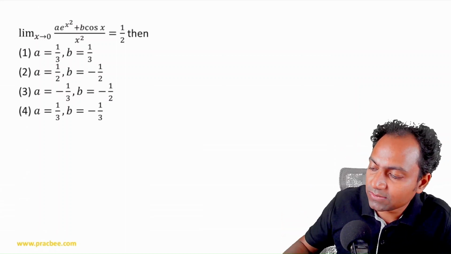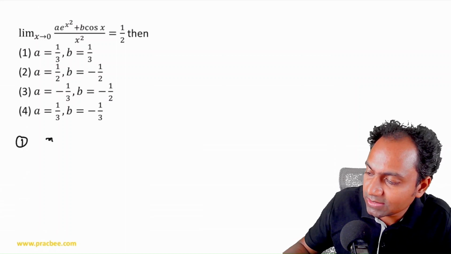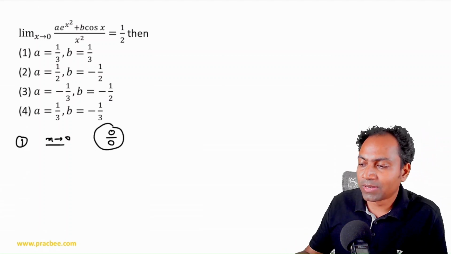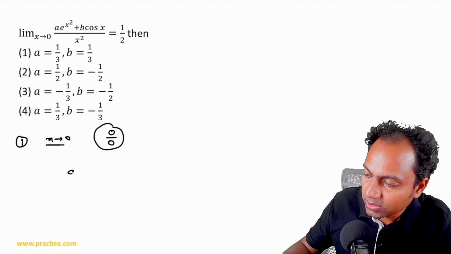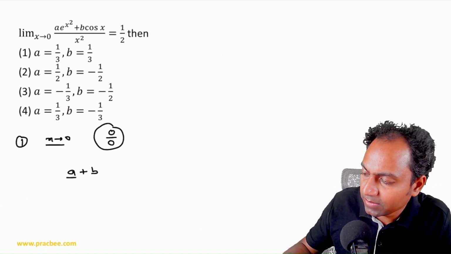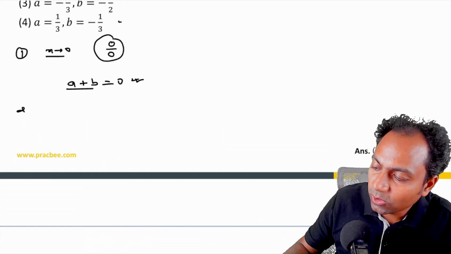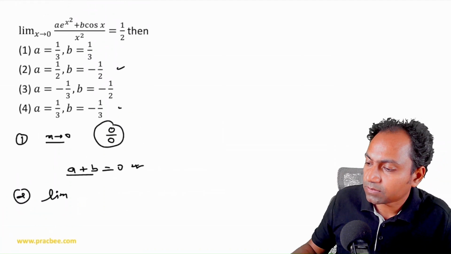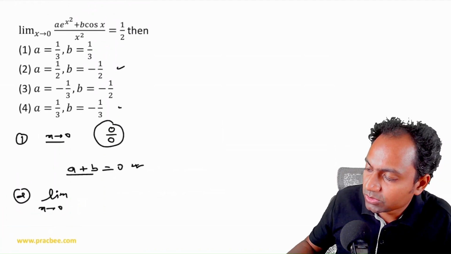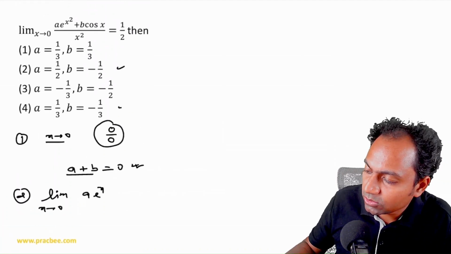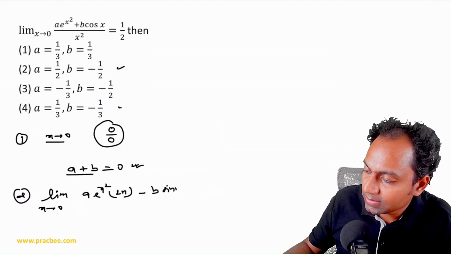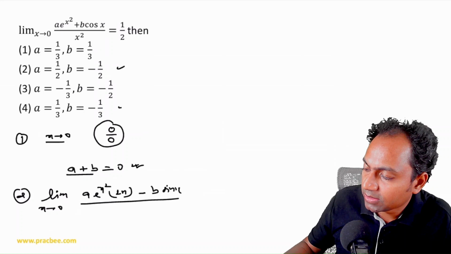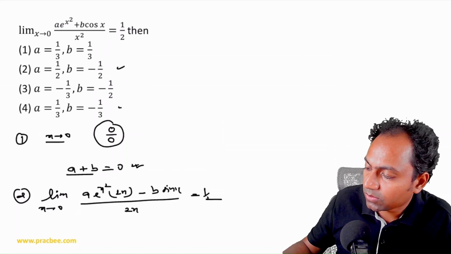So now for this, the first condition that we can say is when x tends to 0, it should be in 0 by 0 form. Denominator is getting 0, but if you look into the numerator, it will become a. Now in the next part, if I apply L'Hopital rule, what I get is limit x tends to 0, a e raised to the power x square into 2x minus b sine x. This will become 2x equal to 1 by 2.